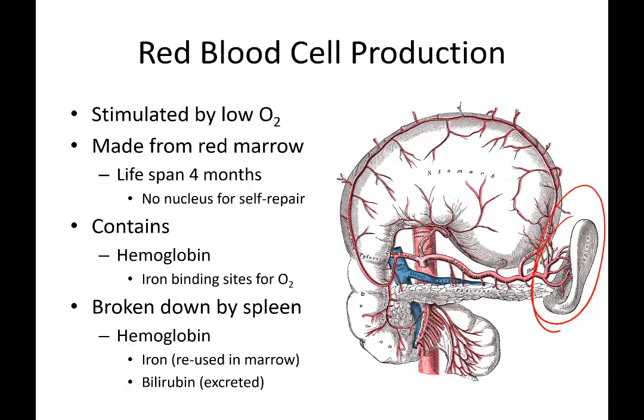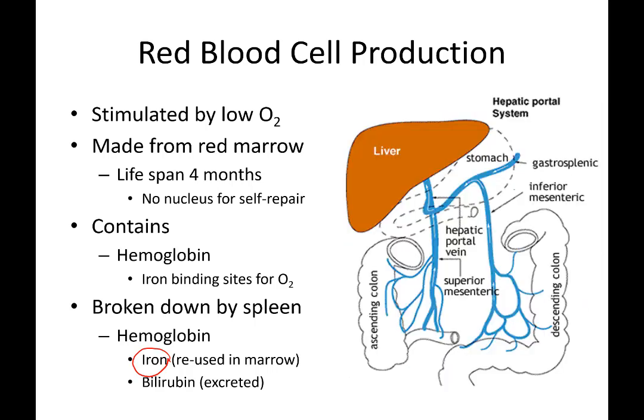So here we have the spleen. This is the spleen that takes out red blood cells. But once it takes out the broken down red blood cells, it takes the iron and it's going to move the iron and bilirubin out. So from the spleen, we go through this hepatic portal system. We've learned about the hepatic portal system last week.